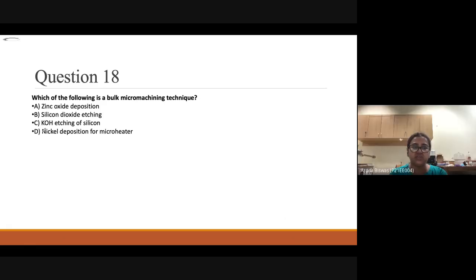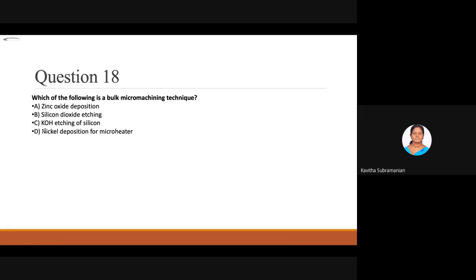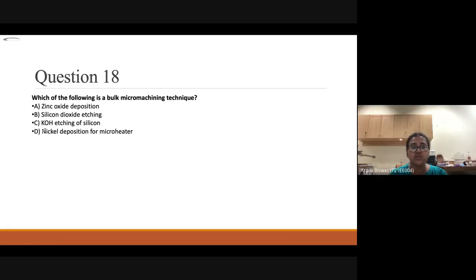And what about the silicon dioxide etching? That is also surface micromachining. Yes, because the silicon wafer is like this, and this is the thickness of the Si, only some micrometers, and the oxide is present in the nanometer range. So if you etch only some nanometers, it is on the surface of the silicon wafer. So it is also called surface micromachining.